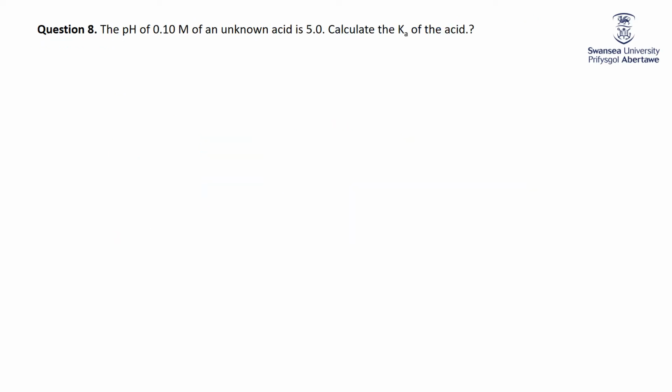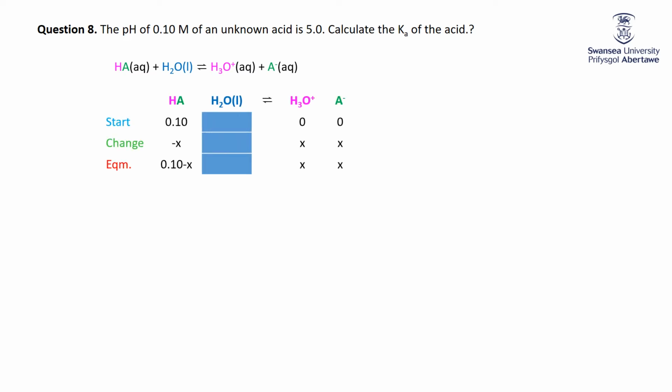A 0.1 molar concentration of an unknown acid has a pH of 5. Calculate the Ka. Again, here's our general acid equation, HA plus H2O, reversibly going to H3O+ plus A minus. Generate the ICE chart. We start at 0.1 HA, and none of those products at the start in our normal approximation. X reacts, so we let minus X be the change for the HA, and plus X for each of the products. So at equilibrium, it's 0.1 minus X, X, and X.